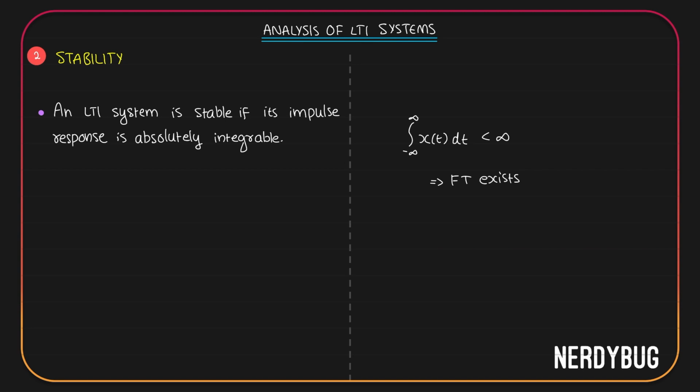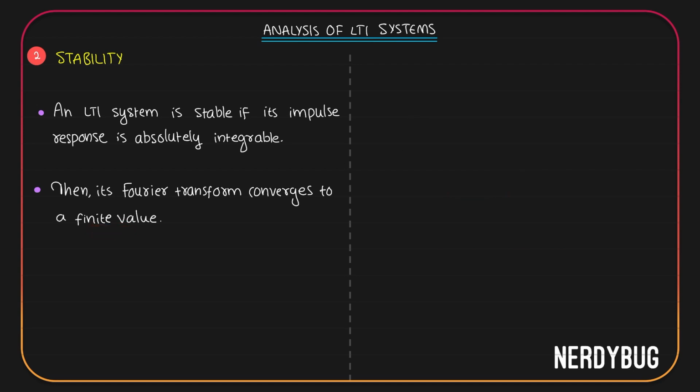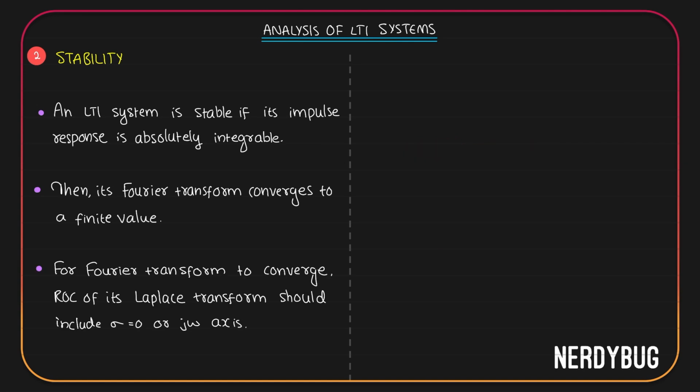Let us apply that here. Assume a system is stable, which means the impulse response is absolutely integrable. Then that must mean that its Fourier transform converges to a finite value, that is, its Fourier transform exists. But we also know one more thing. For the Fourier transform of a function to exist, its Laplace transform should have sigma equal to 0, or consequently the j omega axis, in its ROC. Let us write it down. For the Fourier transform to converge, the ROC of the Laplace transform of the function should include sigma equal to 0, or consequently the j omega axis.